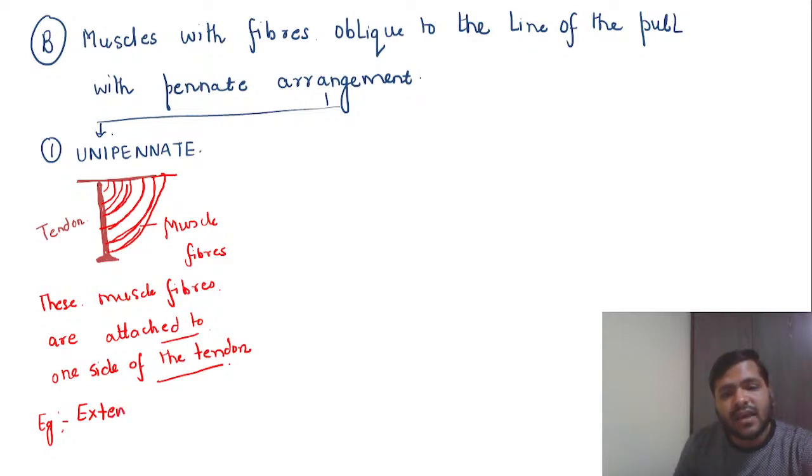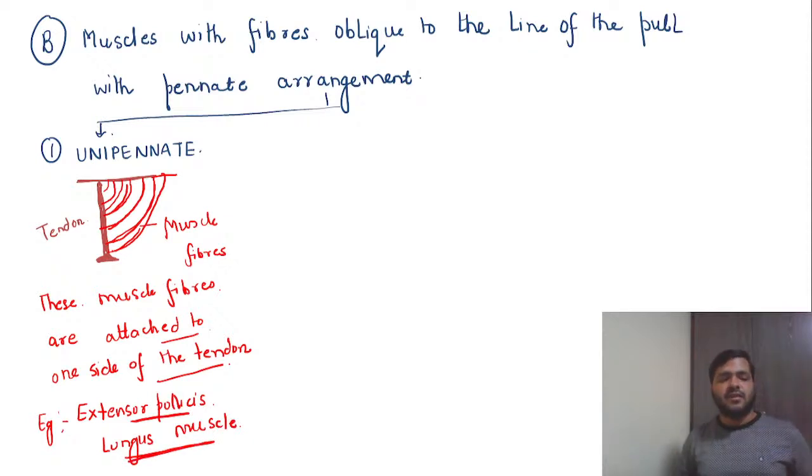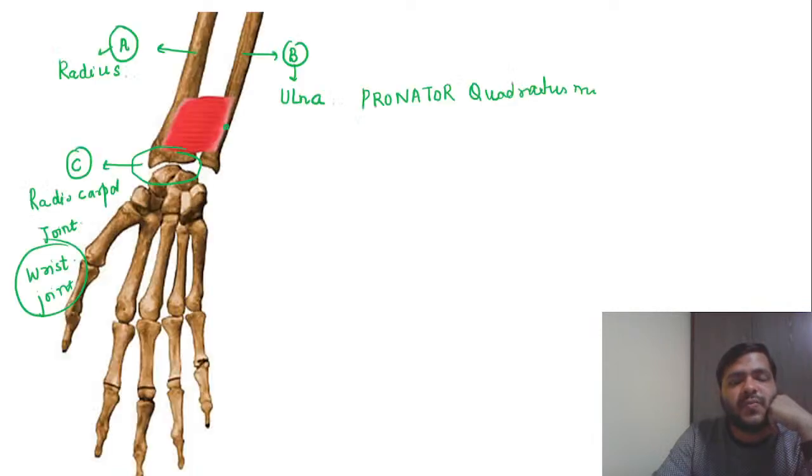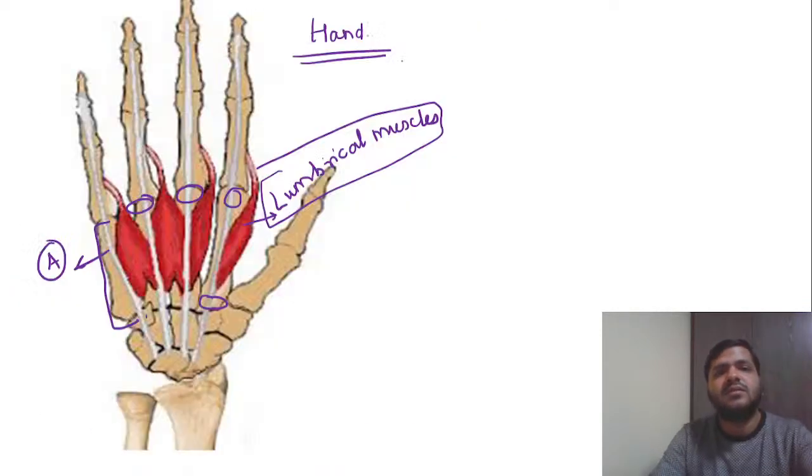And it is the extensor pollicis longus muscle. Let me show you where this muscle is present.